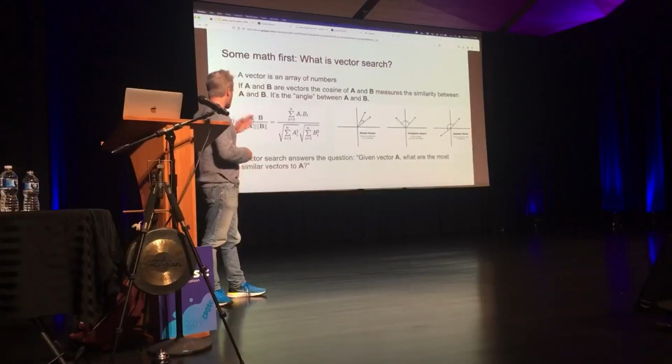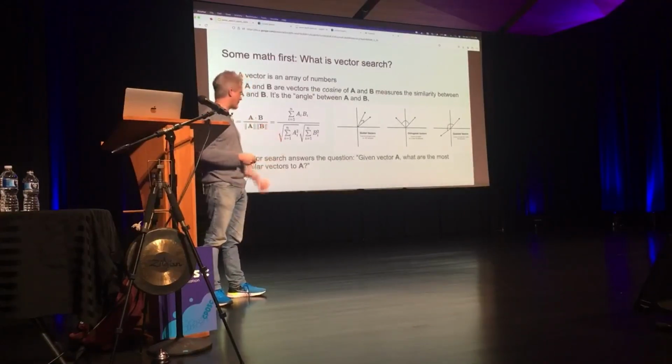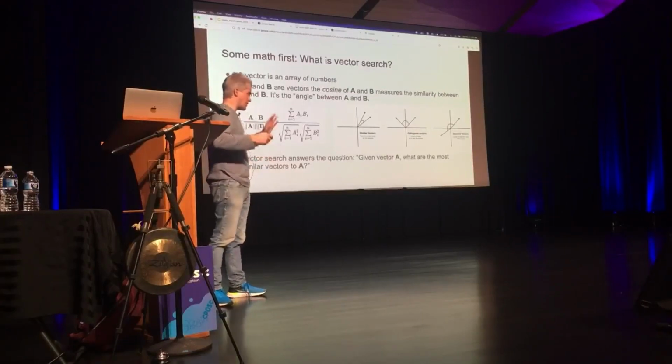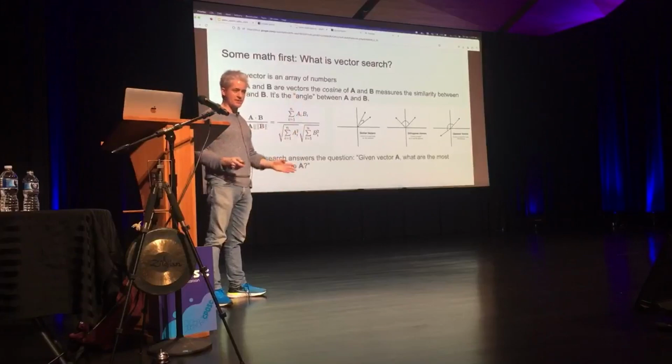If we have two vectors, A and B, so we have two fixed length arrays of numbers, there's a way to measure the similarity between those two vectors. And that measure is called the cosine. And I have a formula here if you want to read through it. But conceptually, we're going to be working in much higher dimensional spaces.